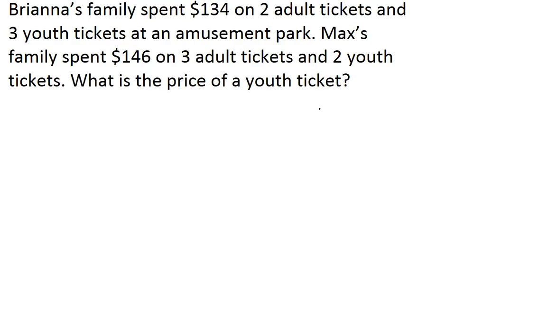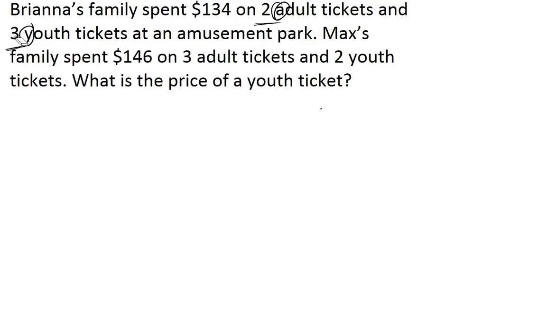So Brianna's family spent $134 on 2 adult tickets and 3 youth tickets at an amusement park. So we can see that we're talking about 2 different kinds of tickets. We've got the adult tickets and youth tickets going on there. So these are probably pretty good values to consider when setting up your variables, maybe A and Y. Max's family spent $146 on 3 adult tickets and 2 youth tickets. What is the price of a youth ticket? So we're asking what one of those variables is. What's Y? So let's go ahead and set up the equations, define our variables.